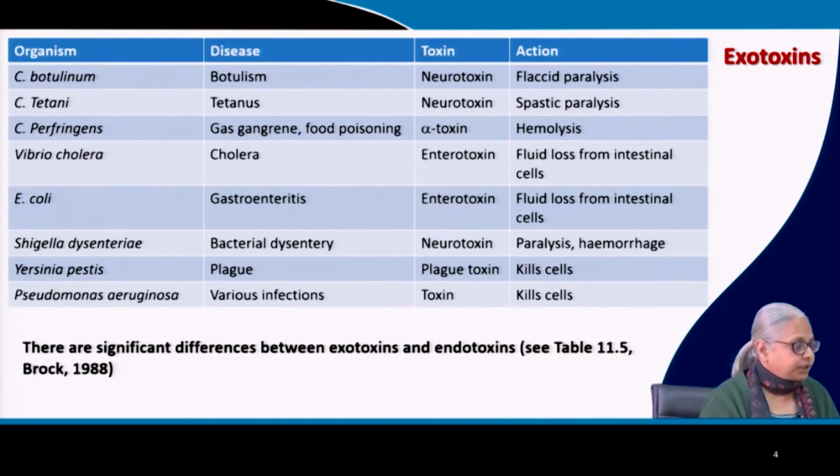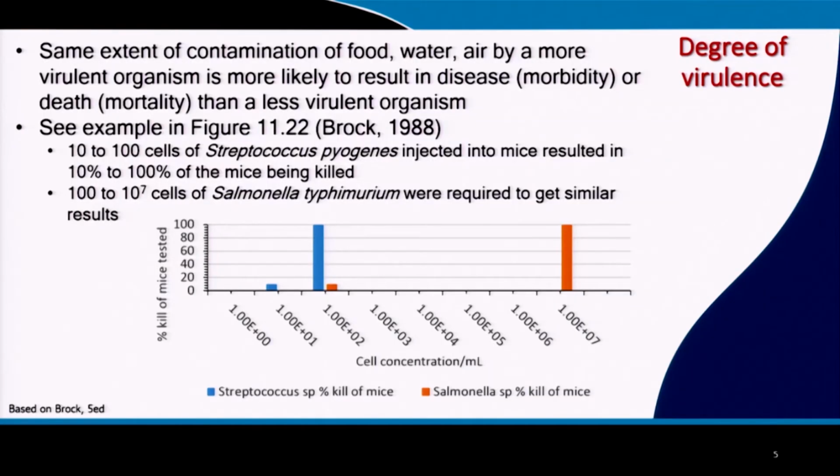Let's then come to degree of virulence. How do we determine the degree of virulence? This is often done in what are called lab or animal assays, and you can do it with bacteria, you can do it with smaller animals like rodents and rats and so on. Those are standard procedures for determining the virulence of different microorganisms. So the same level of contamination of food, water, air by a particular virulent organism will cause either disease or death compared to a less virulent organism.